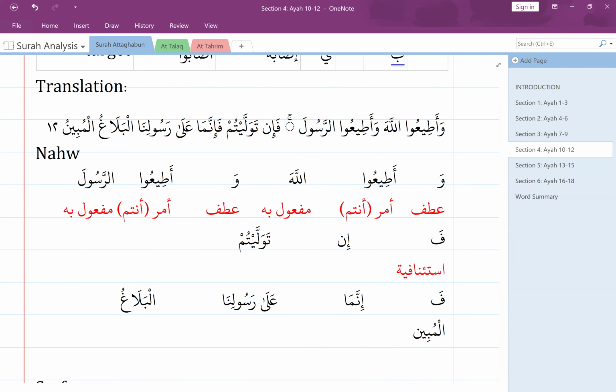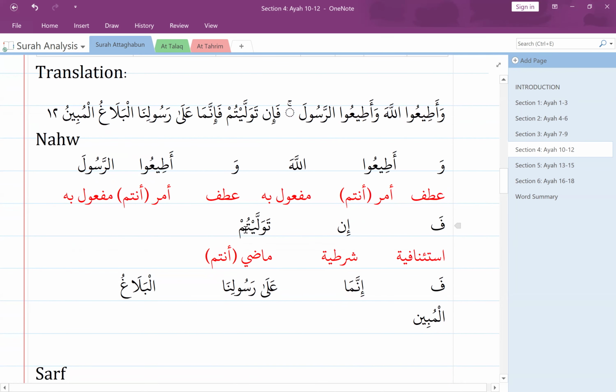Okay. In. This is in shartiya. Yes, this is in shartiya. Tawallaytum is fi'l madi. Antum is the zamir, the fa'il. And of course it's في محل جزم with in, but you can't see it because it's ماضي. Mahallan majzoom. Yes. Okay.